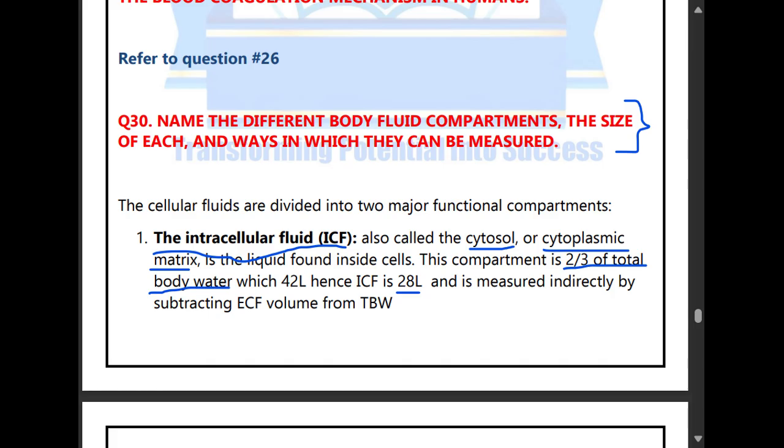So we have the compartments which we can measure directly and those we can measure indirectly. Those that we can measure directly, we use a dye. Those that we cannot measure directly, there are calculations that you do based on the relationship of these particular compartments. So ICF cannot be measured directly, but it is measured by subtracting ECF from total body water.